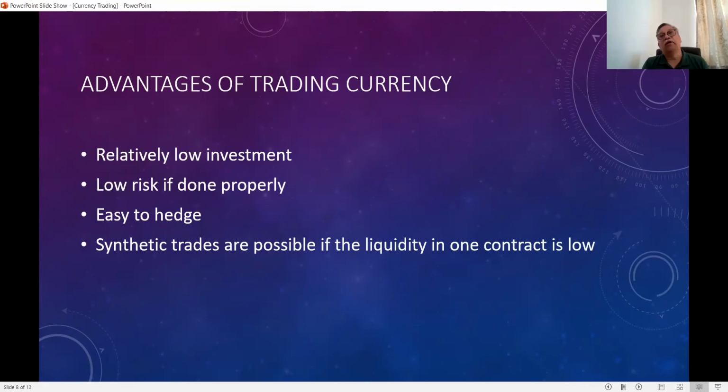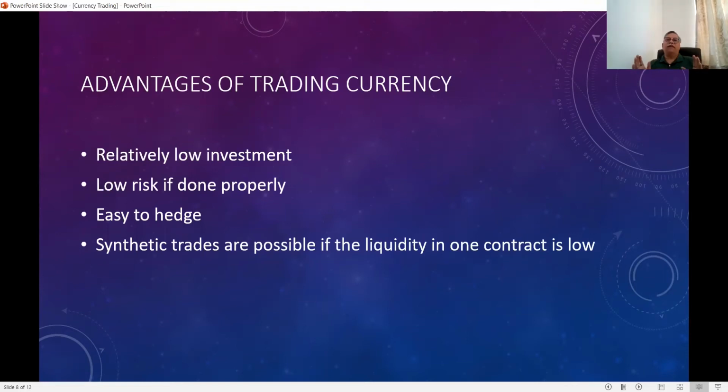Synthetic trades are possible. Now, suppose my view is that the euro is going to fall against the dollar. But euro dollar doesn't have liquidity. Euro rupee has liquidity. What can I do? Sell euro rupee, buy dollar rupee. Sell EUR INR, buy USD INR. So my rupee gets leveled out and my lot becomes equivalent to euro dollar. That is called a synthetic euro dollar futures.